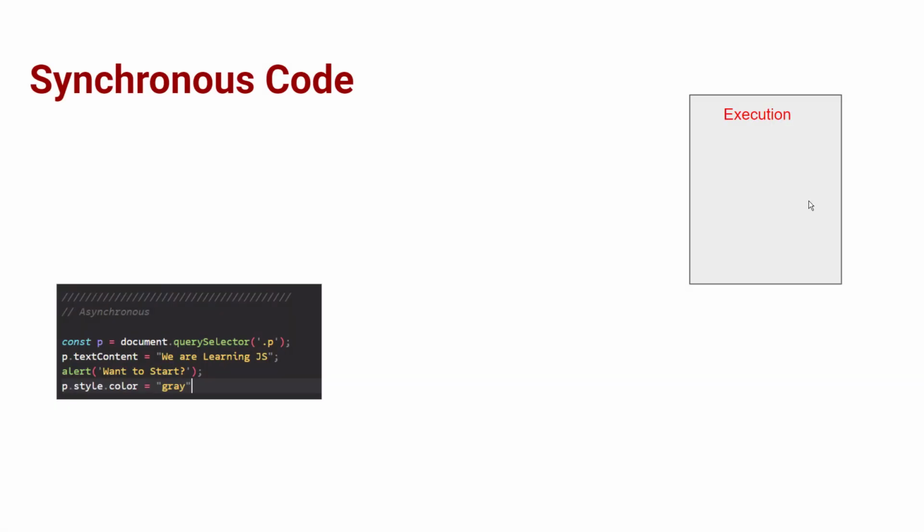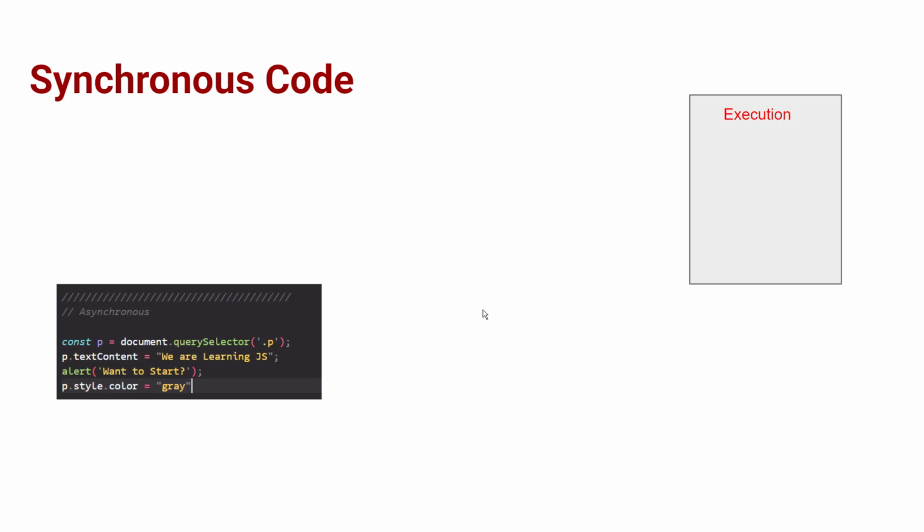Hey guys, welcome back. In this video we're going to discuss all about asynchronous versus synchronous code in JavaScript. So let's look at what is different between synchronous code and asynchronous code in JavaScript. Normally, code in JavaScript is synchronous, which means it executes line by line.